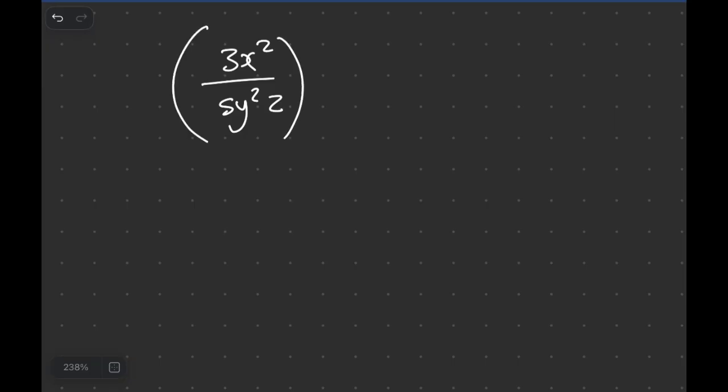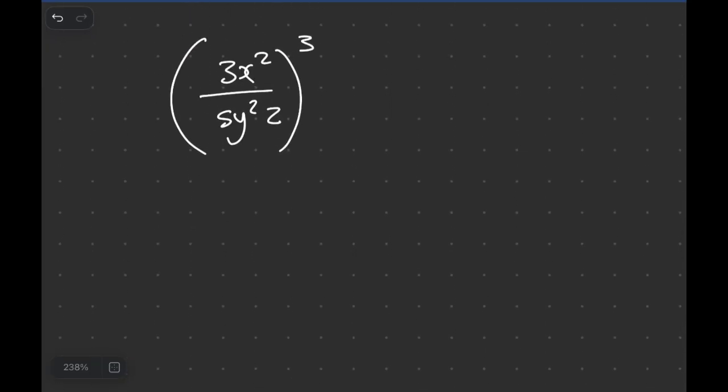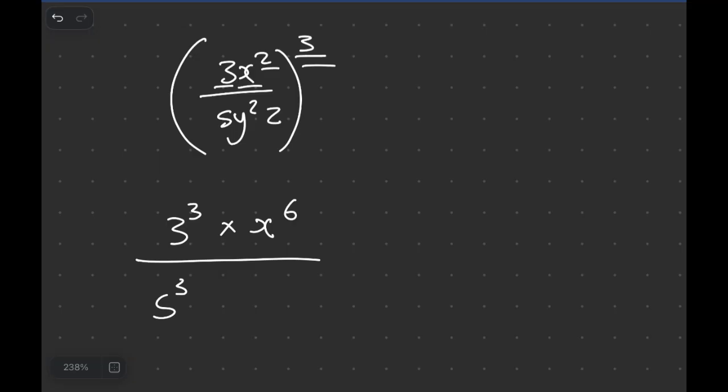Now let's move on to this question, which combines Law 3 basically. 3x squared over 5y squared z, in brackets, exponent of 3 outside. Now let's break this problem down. This is just 3 cubed times x to the 2 times 3 on the numerator, which is 6, over the denominator 5 cubed times y to the 2 times 3, which is 6, times z to the 1 times 3, which is z cubed.